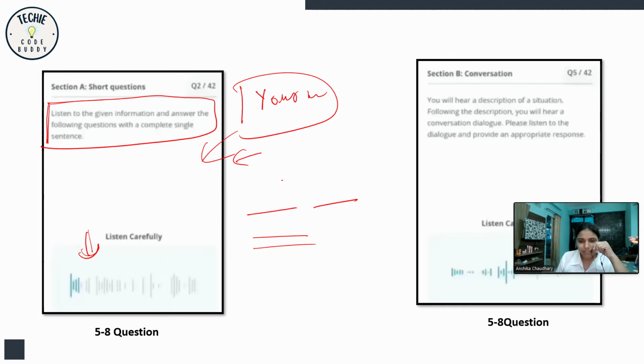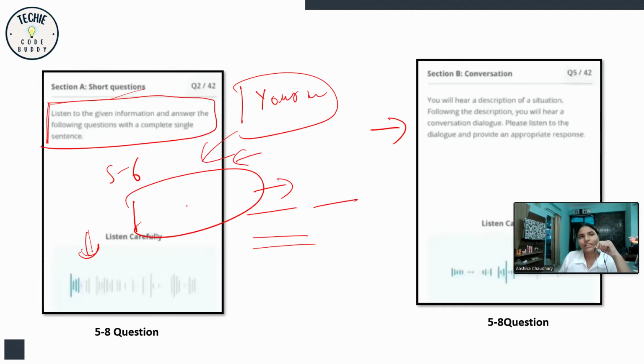Then AI asked, what do you do in your free time? So you need to answer that: I like to paint in my free time. This is how the short questions will take place, right? Then moving next, there will be 5 to 6 questions from that one short story. The story will be 3 to 4 lines, and from that only, they will ask you 5 to 6 questions. That's why you have to listen carefully.